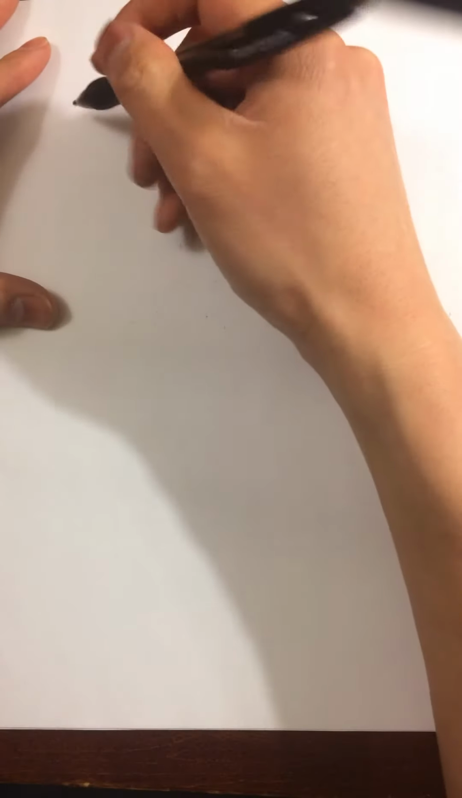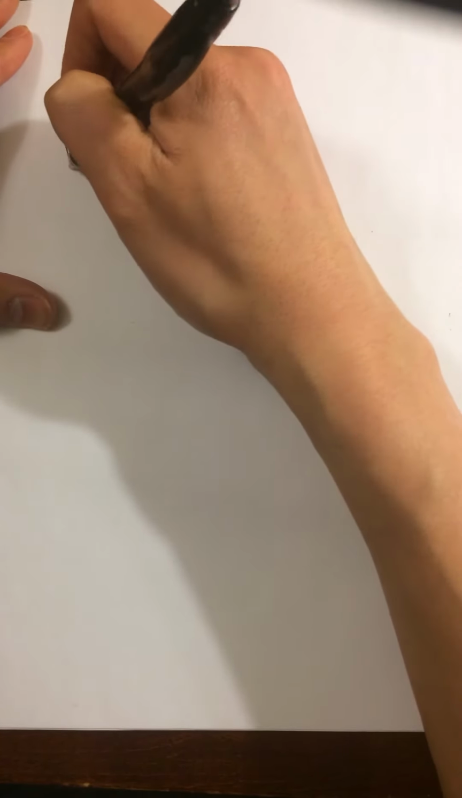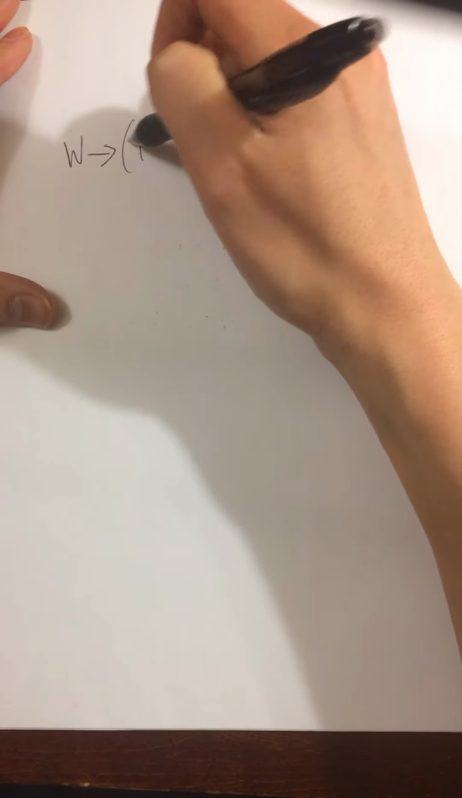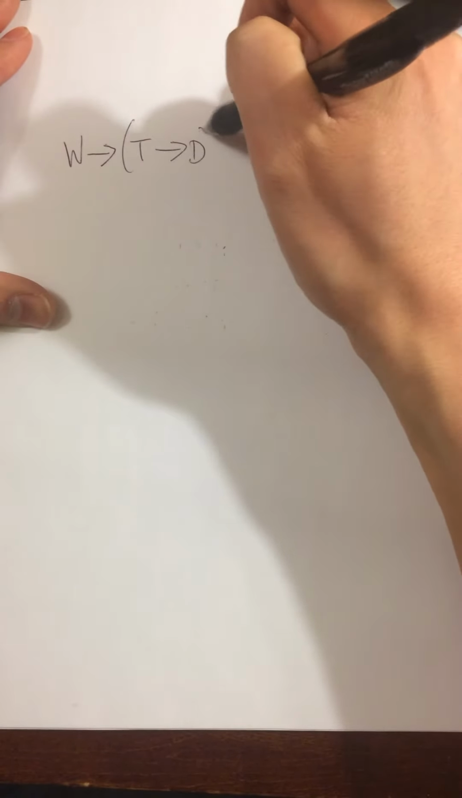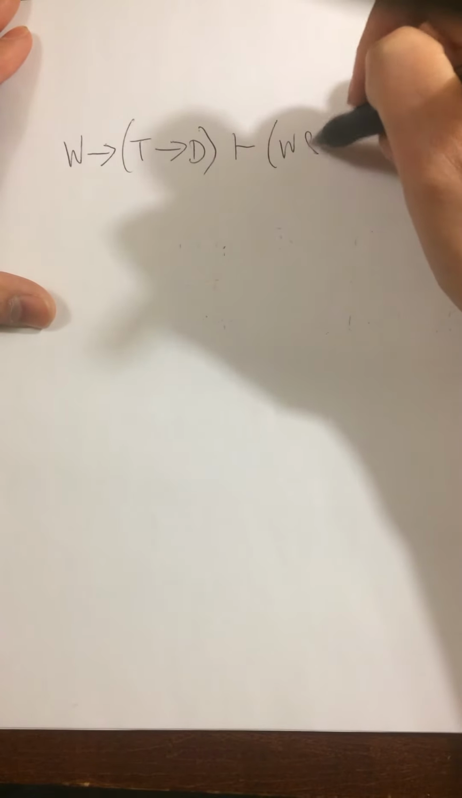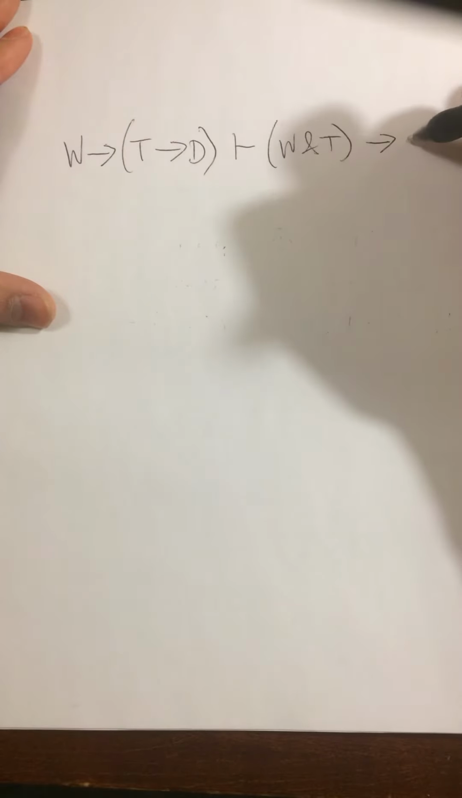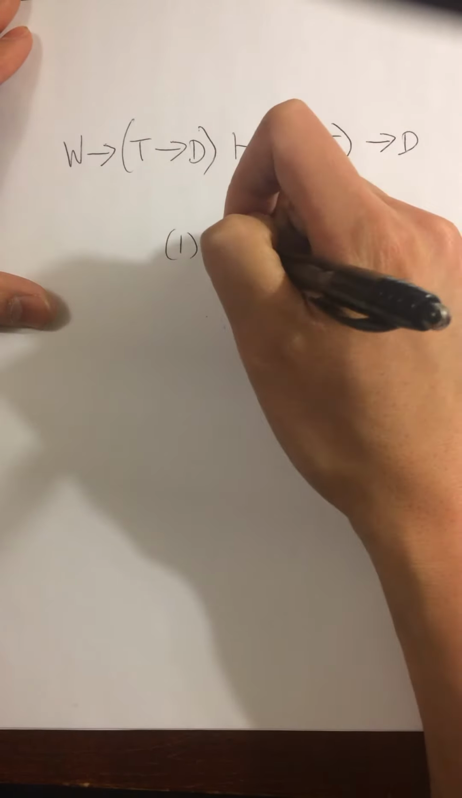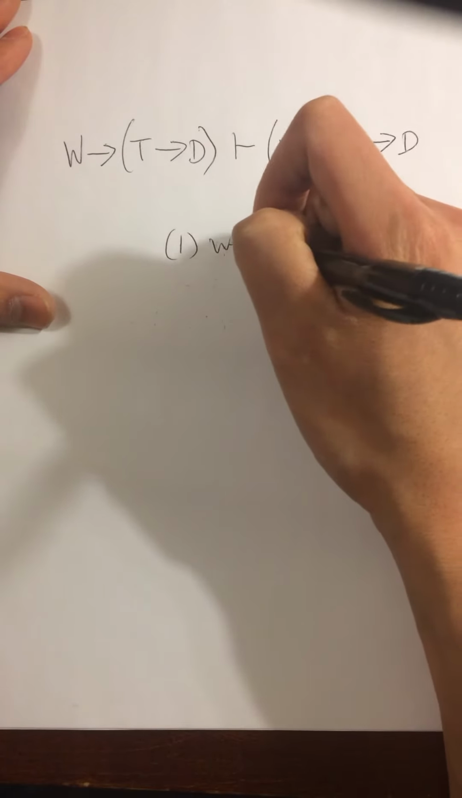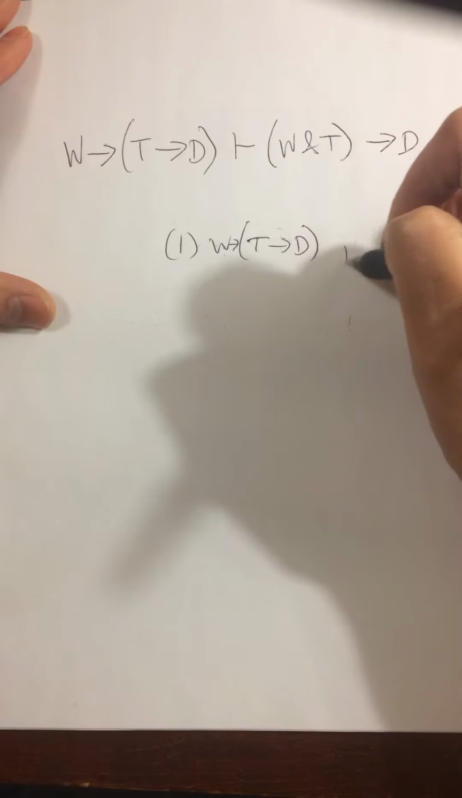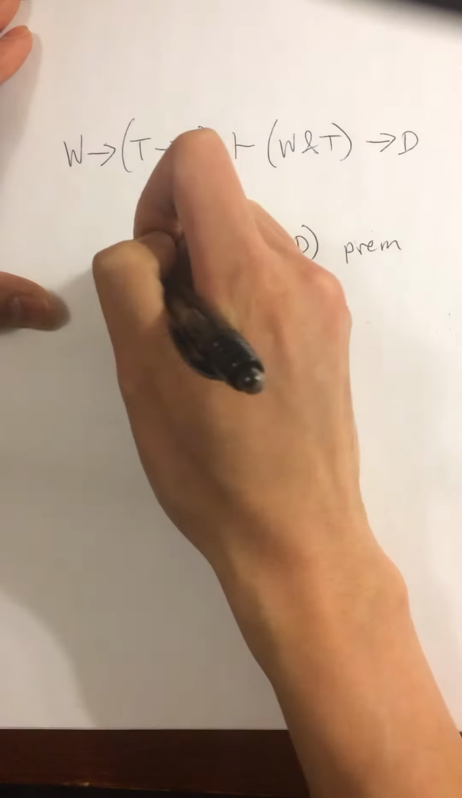So I'm going to give our example. It's going to be a familiar one. It's going to be W arrow T arrow D, therefore W and T arrow D. Okay, we have one premise. The first premise is W arrow T arrow D. So that's our first premise.